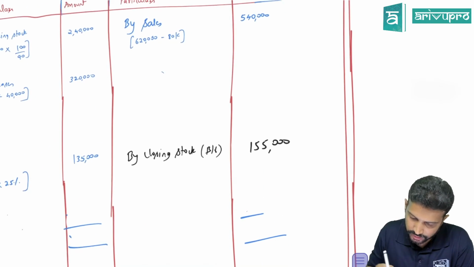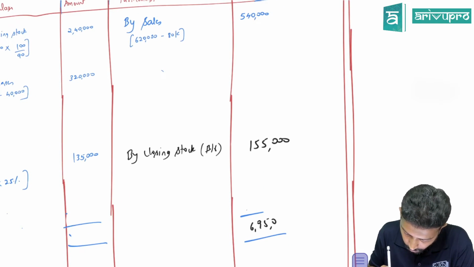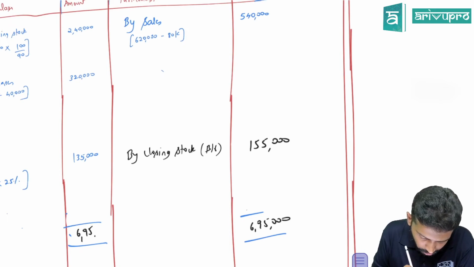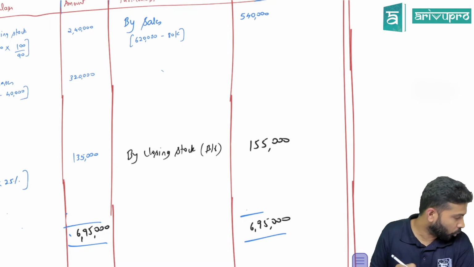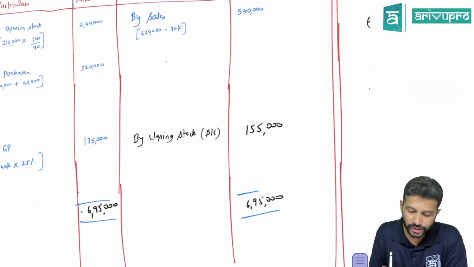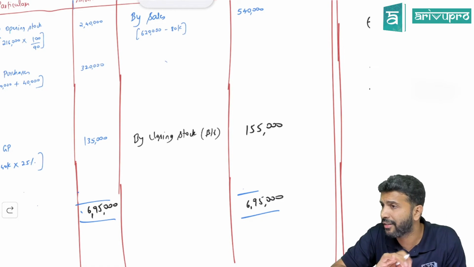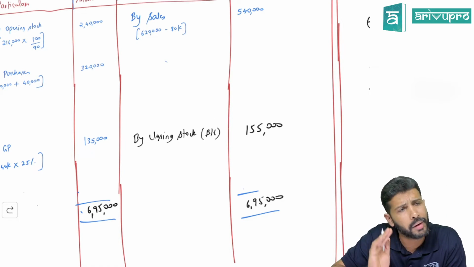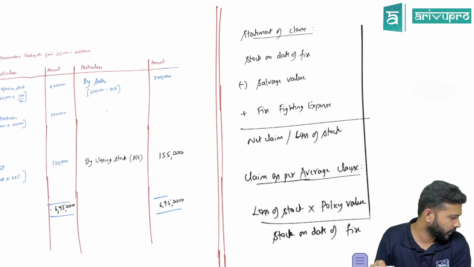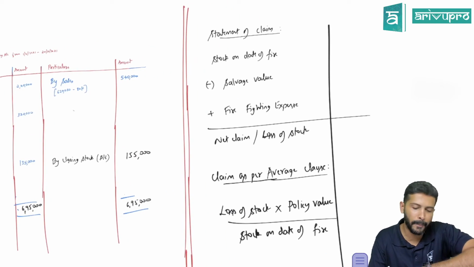1,55,000. That means the total is 6,95,000. Okay. Is the problem over or is one part over? Closing stock on the date of fire we have found out by preparing the memorandum trading account. Can we put up the final touches in the form of a statement of claim?